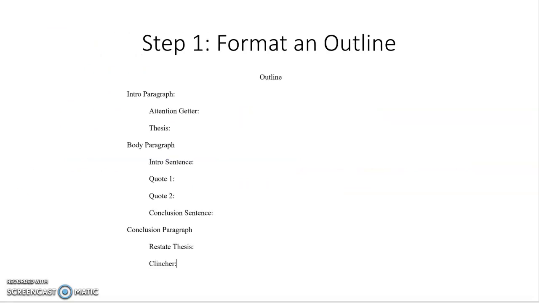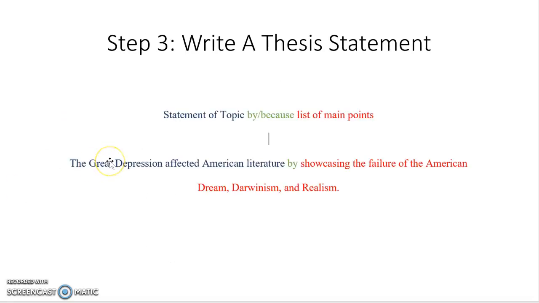As seen in the outline, the thesis goes at the end of the intro paragraph, and it should be an encapsulation of the entire paper. Usually, a thesis has three main parts: a statement of the topic you're researching, some sort of linking word like by or because, and the list of the main points you chose earlier.